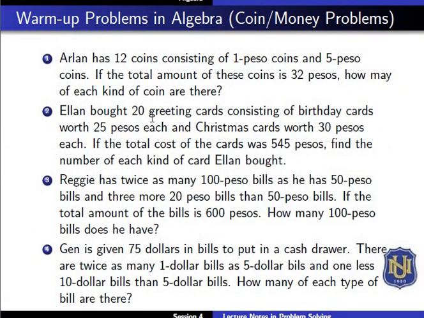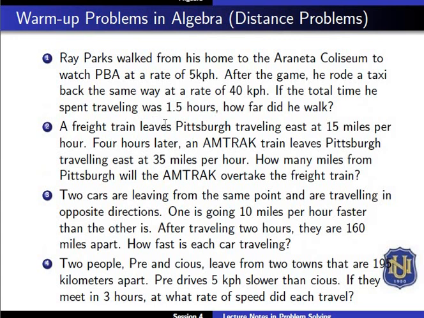Okay, let's move on to our next problem, which is a problem about distance. So here, we're asked that there are two cars leaving from the same point and traveling in opposite directions. One is moving 10 miles per hour faster than the other. After traveling for 2 hours, they are 160 miles apart. How fast is each car traveling?